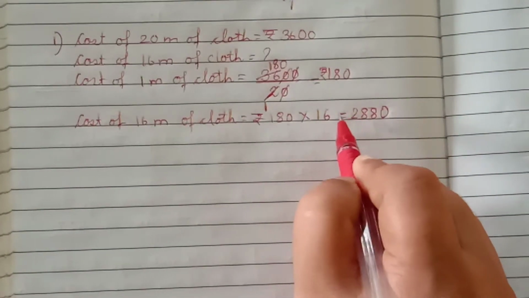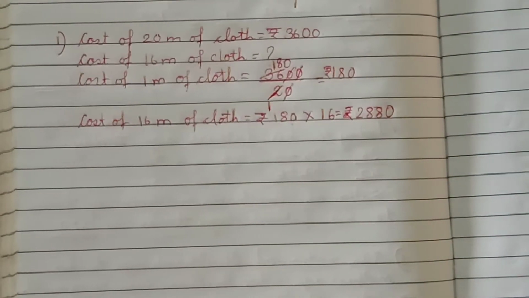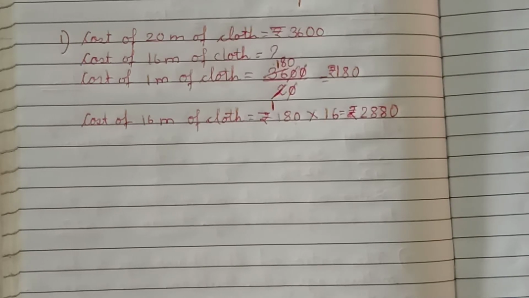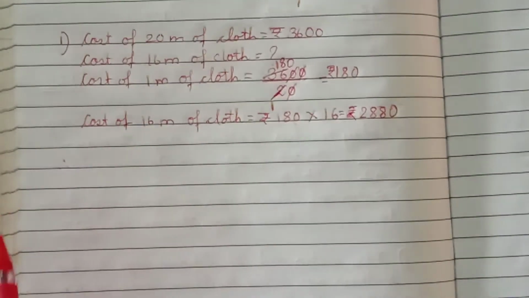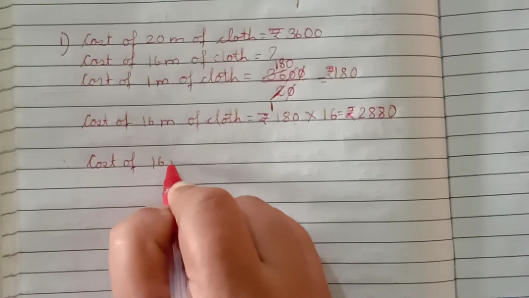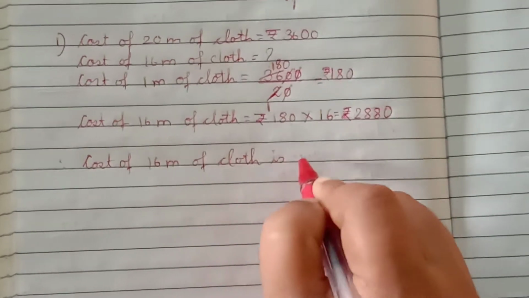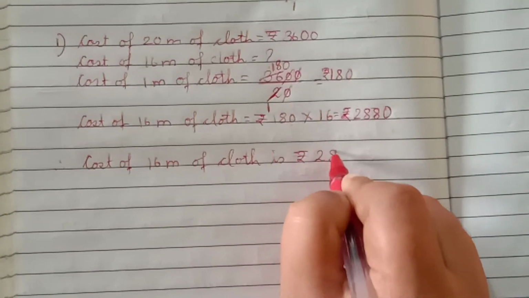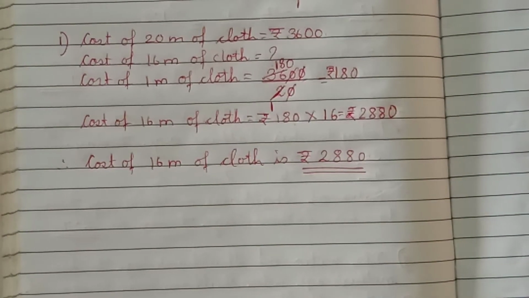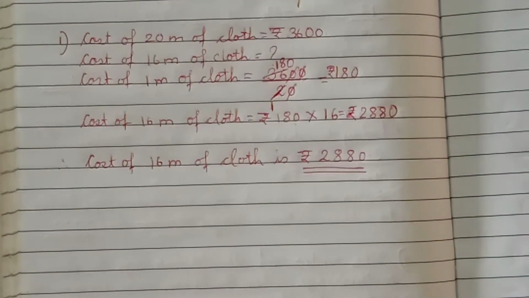Don't forget this 0. Add here. So how much rupees did we get? Rupees 2880. Yes. So therefore what did we have to find? Yes. Therefore the cost of 16 meters of cloth is rupees 2880. Understood? So I hope you have written the question. After the question, write down the solution.